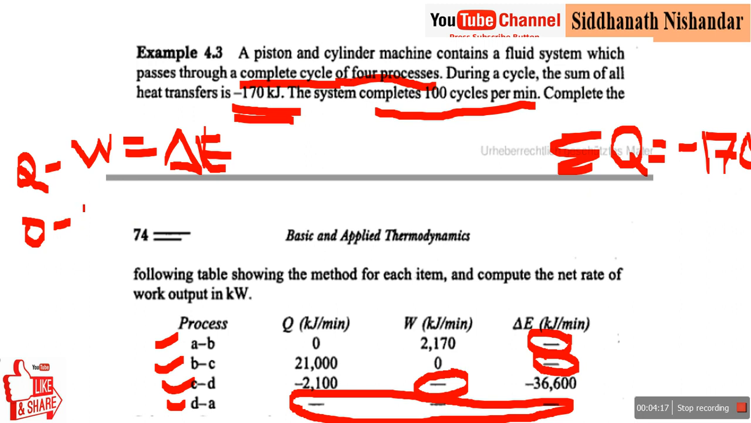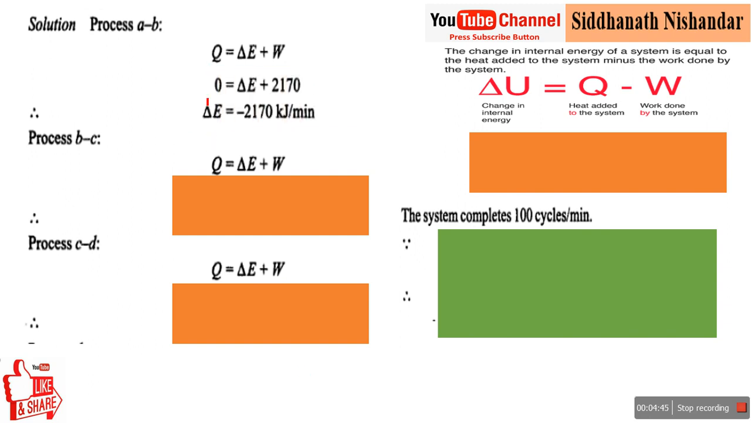Put Q as 0 here, minus, this is the equation's minus sign. W is given in positive form, so the value is 2170, and it is equal to the change in internal energy. So the change in internal energy is now minus 2170. I am solving the first row, so you can similarly find out B to C and C to D. If you see, Q is given as 0. You can also remember this formula in this form.